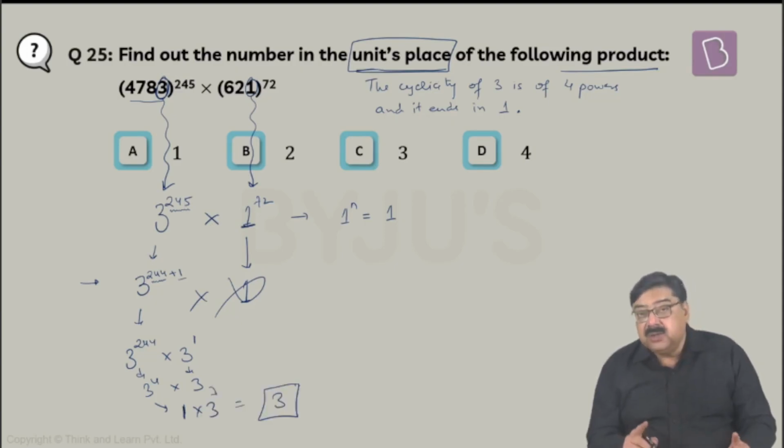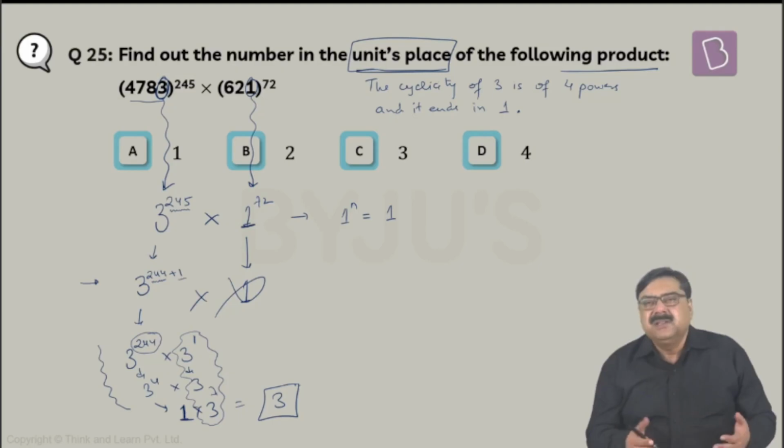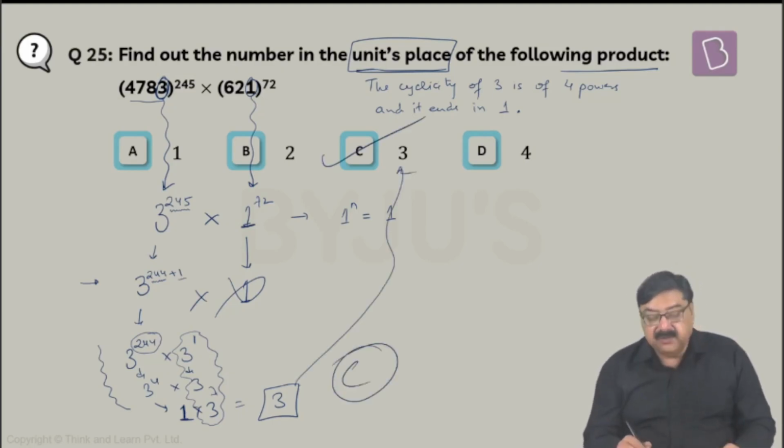So digit 3 should appear in the units place. Now I want you to understand this properly, that this number here has to be a multiple of 4 because the cyclicity of 3 will end in the 4th power. And the units digit in the 4th power is 1. So the calculation bit will become much simpler because you will have to multiply the remaining power here with 1 only, which is redundant. Here 3 is given to us in choice C, which becomes the answer.